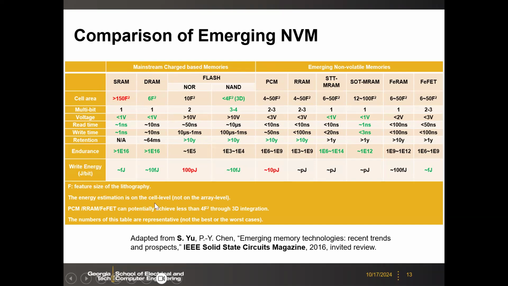So I have to emphasize here, the numbers I quoted here are not the best reported in the literature, but the representative or average numbers, okay? Because some papers may push one metric to a very, very good value, but then the other metrics are sacrificed, then that's not fair to just pick one good point for this comparison table. So this is a general comparison, okay?